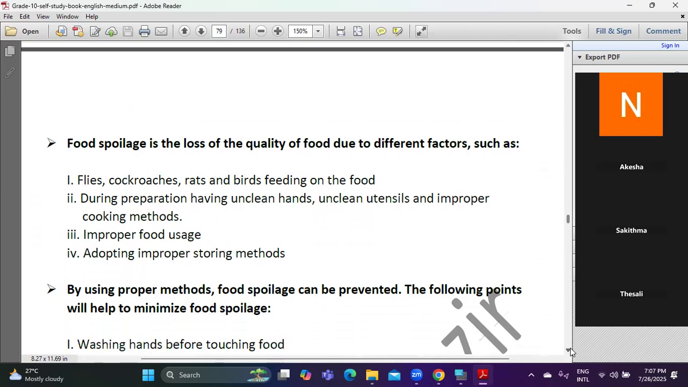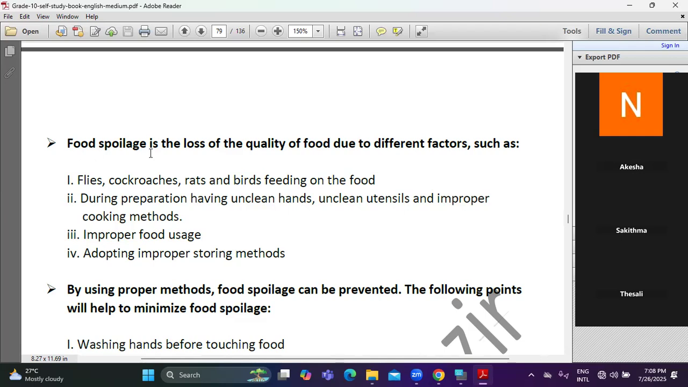Right, then under that topic, first point, food hygiene. Put a star mark and write: food spoilage is the loss of the quality of food due to different factors. No need to write the factors. You know what makes food go bad and lose quality. So what is meant by food spoilage? Food spoilage is the loss of the quality of food.